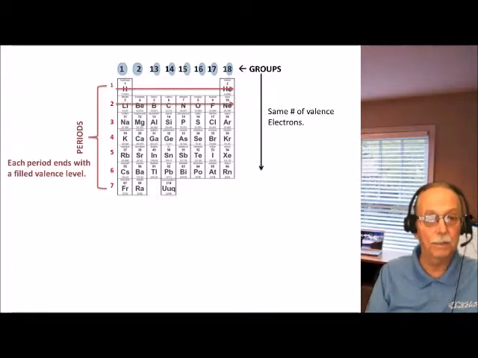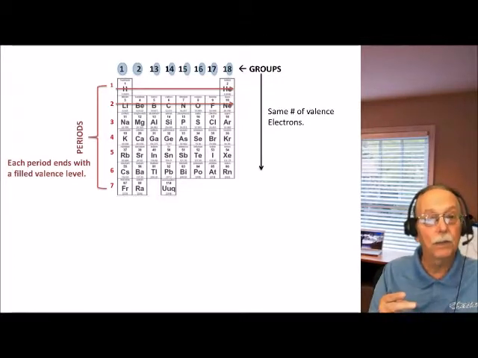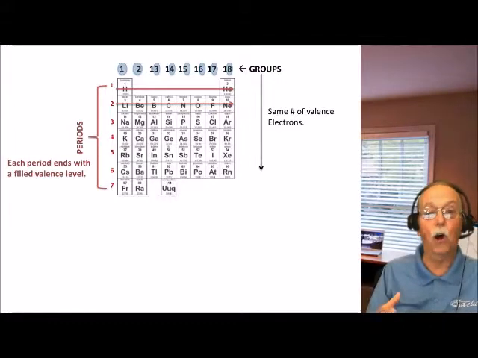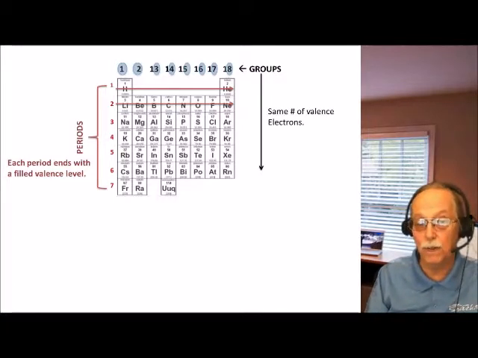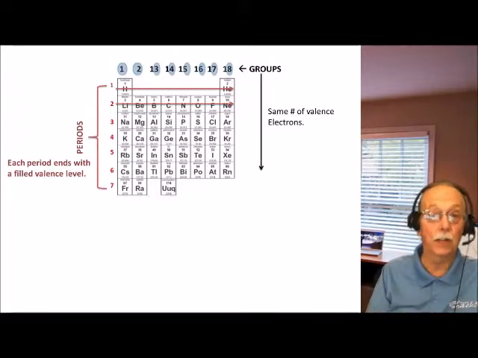Lithium atoms in group 1, period 2, all have 1 valence electron. Beryllium atoms have 2. Boron atoms have 3. Carbon atoms have 4. Nitrogen atoms have 5. Oxygen atoms all have 6 valence electrons. Fluorine atoms all have 7 valence electrons. And finally, when you get to neon, the neon atom has a filled valence level with 8 valence electrons.